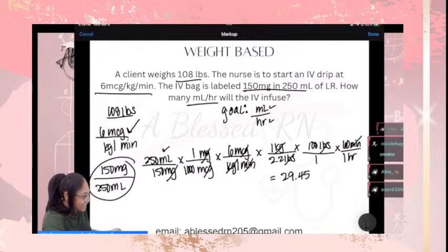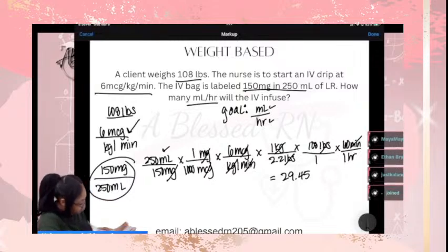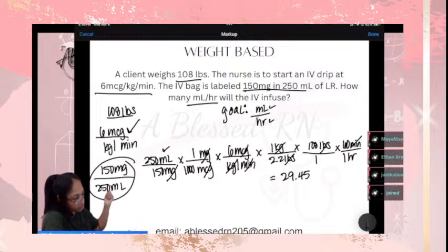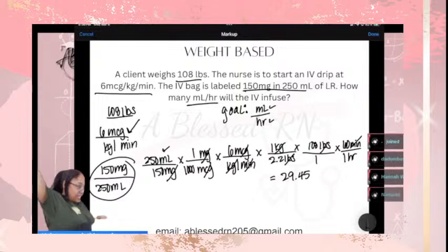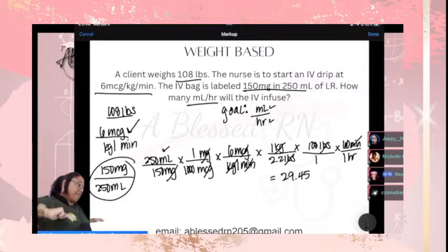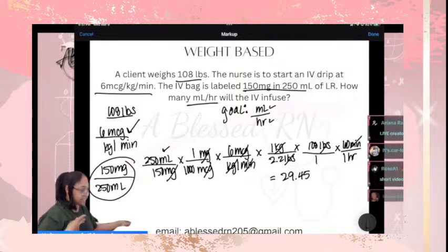29.45 is what I got, okay? And if you were to round this to the nearest whole number, it would be 29. If they wanted you to round this to the nearest tenth, it would be 29.5. Does everybody understand how to round since we are on that topic? Yes, yes, yes. All right. Because nobody gets left behind.